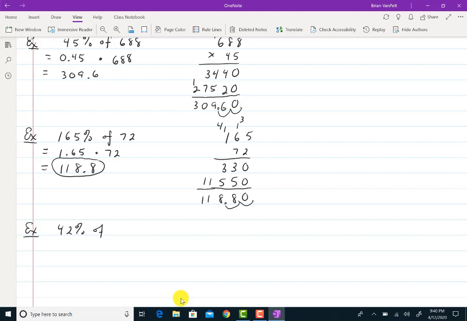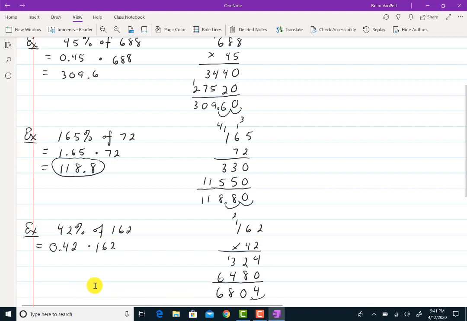42% of 162, that's 0.42 times 162, and so 162 times 42. 2 times 2 is 4, no carryover. 2 times 6 is 12, carry the 1. 2 times 1 is 2, plus 1 more is a 3. Bring down a 0. 4 times 2 is 8. 4 times 6 is 24, carry the 2. 4 times 1 is 4 plus 2 more, there's a 6. And when I add these up, and then once again I have to move the decimal 2 places. 1, 2, so I end up with 68.04.